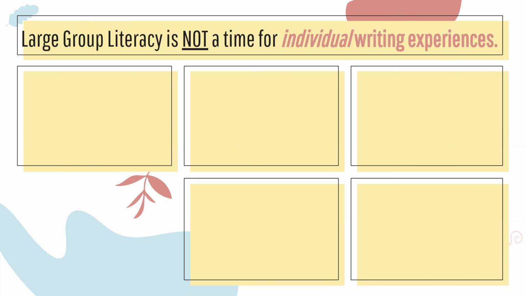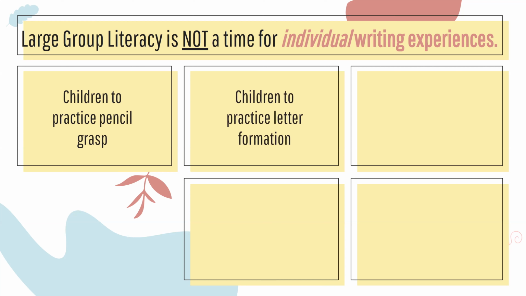However, large group literacy is not a time for individual writing experiences. 4-year-old children are not quite ready for individual writing prompts. That might be more appropriate in a small group or during center time when you're one-on-one. But large group literacy is not a time for children to practice pencil grasp. It is not a time for children to practice letter formation. It is not a time for children to practice writing independently.